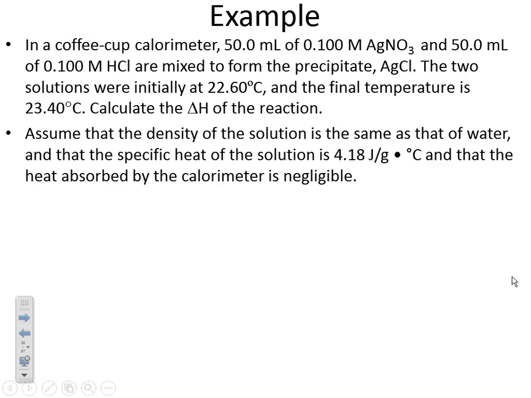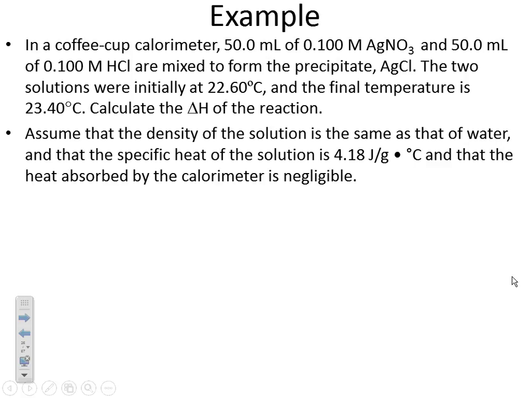Yay, lots of writing. In a coffee cup calorimeter, 50 mL of 0.1 molar silver nitrate solution and 50 mL of 0.1 molar hydrochloric acid solution are mixed to form the precipitate AgCl. The two solutions were initially at 22.60 degrees Celsius, and the final temperature is 23.40 degrees Celsius. Calculate the delta H of the reaction. This is a very typical calorimetry from delta H problem.